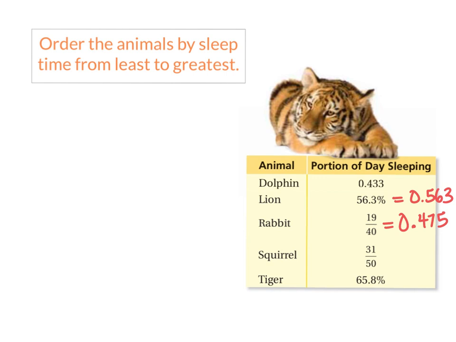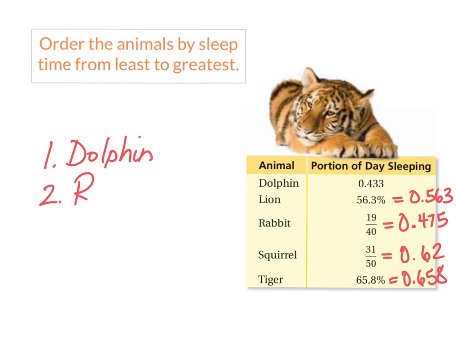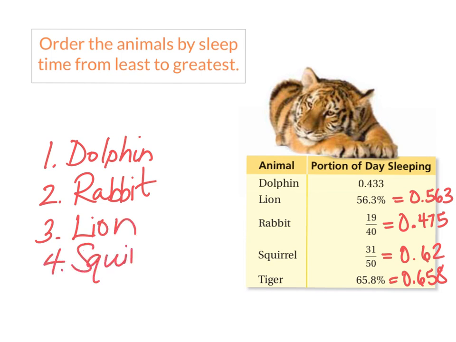Squirrel, this might be an easy one you could do in your brain, because if I doubled both the numerator and the denominator, I can see it would be 62 hundredths. And then our percent, again, just dividing by 100 or moving that decimal point 2 to the left. So now I have mine ready to order from least to greatest. I would go dolphin, rabbit, tiger.